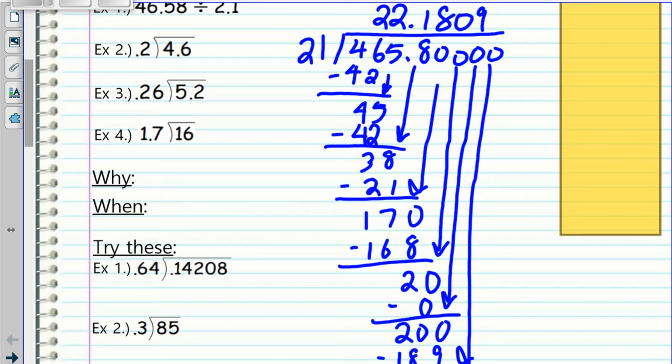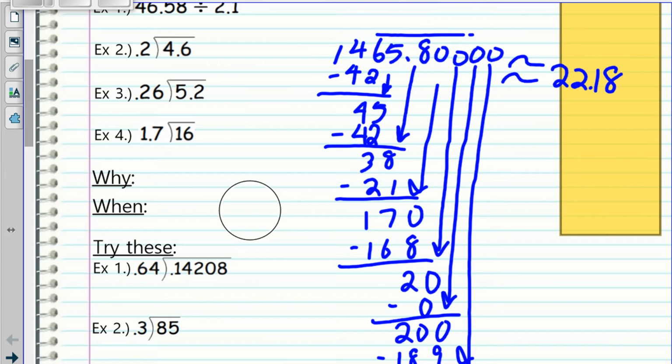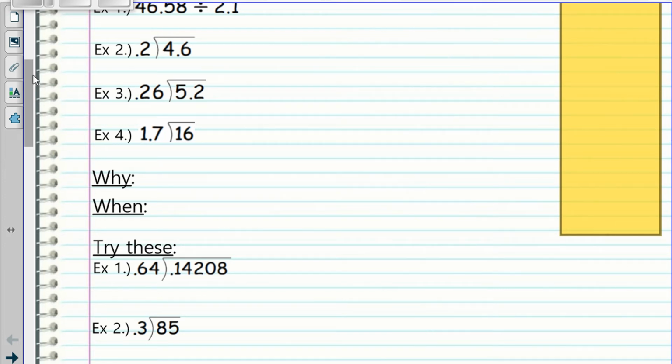All right, so I'm just gonna stop it here and round this. So it's approximately 22.18. Let's stop it there, but you get the point. So let's do the next 3 together. Hopefully the questions are more appropriate, I guess.